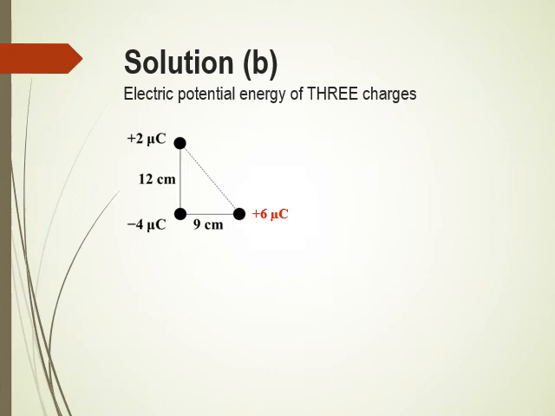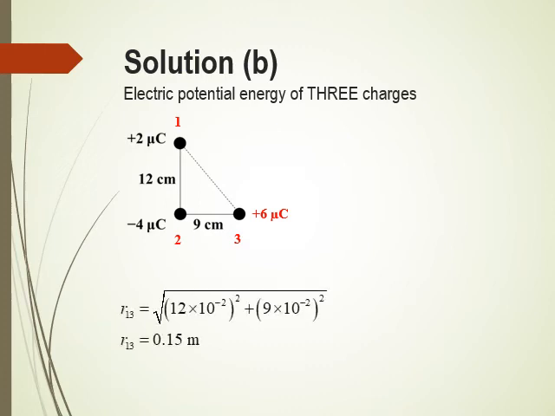Before that, I would like to label the diagram as usual: 1, 2, and 3. So now that I have everything ready, I'm going to calculate the distance. R13 equals the square root of (12 times 10 to the power of negative 2) squared plus (9 times 10 to the power of negative 2) squared. So R13 equals 0.15 meter, which means the distance between positive 2 microcoulomb and positive 6 microcoulomb is 0.15 meter.